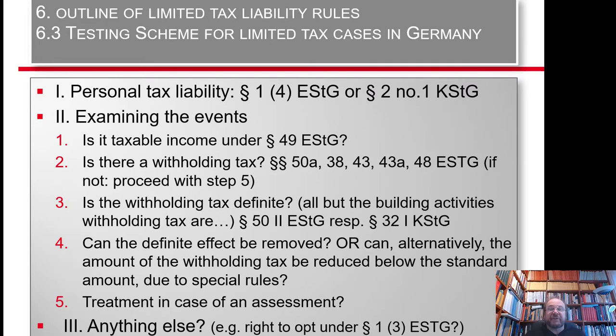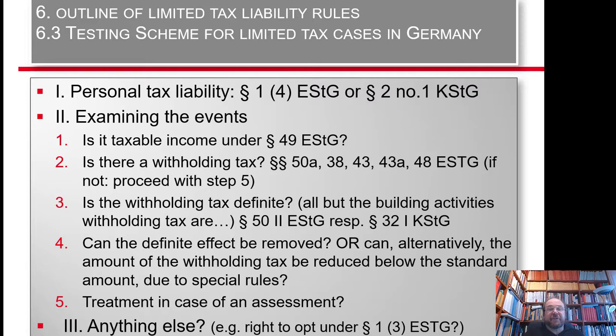You should begin with the question what the personal tax liability is. Is that somebody who is subjected to limited or unlimited tax liability? For this you have to test the usual paragraphs in the Income Tax Act or the KStG, and limited tax liability will come out under the rules of 1(4) EStG or the rules of 2(1) KStG. Then it comes to looking at the events, so at the different amounts of income or at the different activities which the taxpayer does.